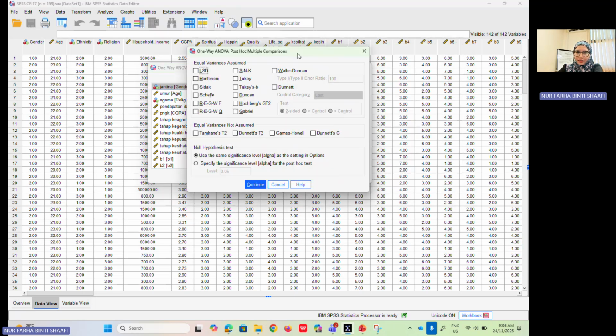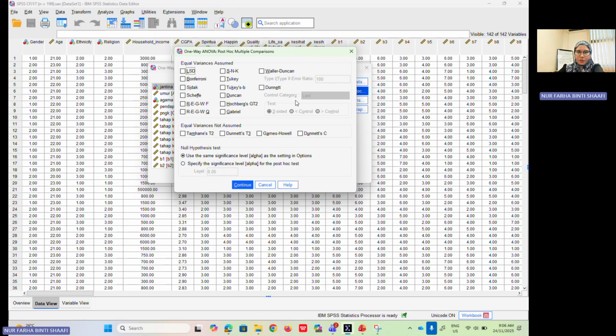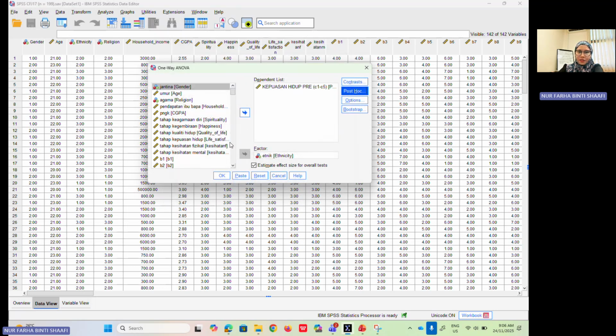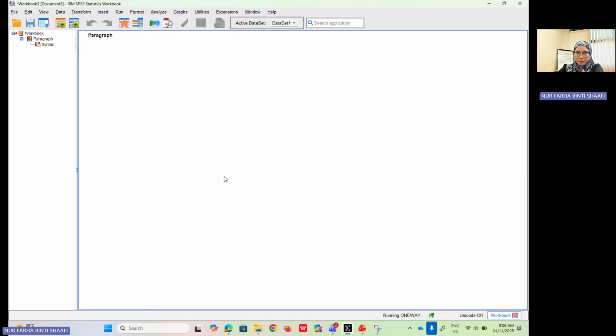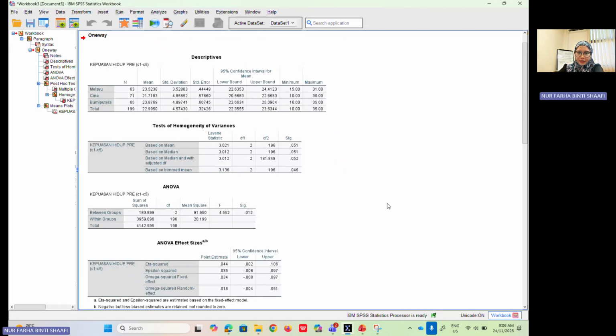There will be a pop-up like this. In this pop-up, there is a list of equal variances assumed options. The one that you need to click is Tukey, T-U-K-E-Y, the Tukey one. When you have clicked here, you click Continue at the bottom. After you click Continue, the second pop-up disappears already. So for the first pop-up here, you just click OK at the bottom. So you would have something like this.